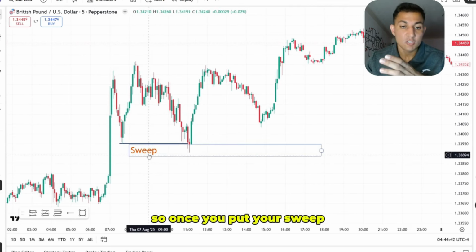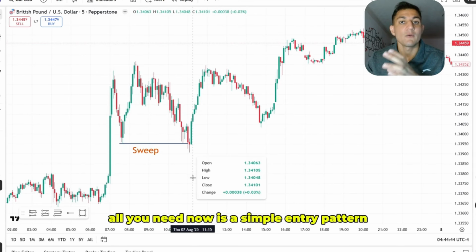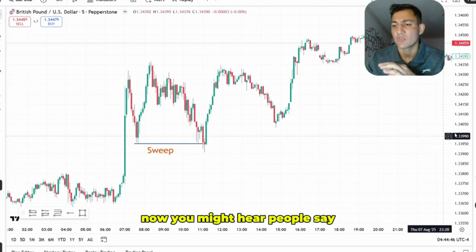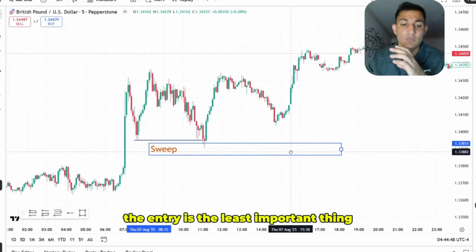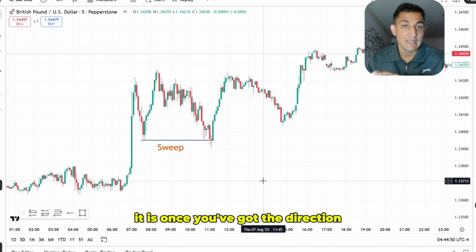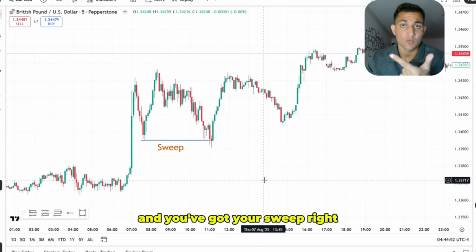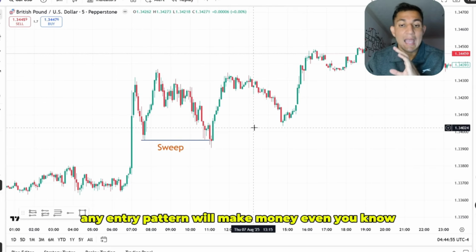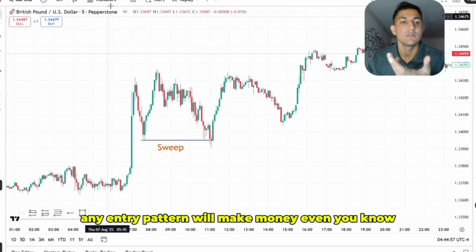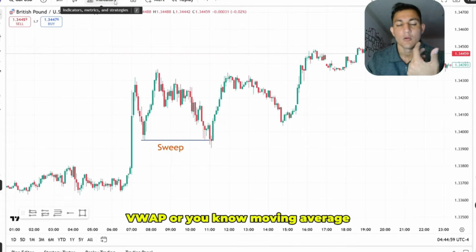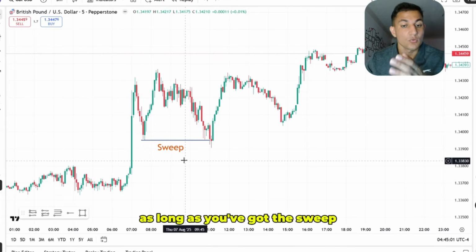So once you've got your sweep, all you need now is a simple entry pattern. Now you might hear people say, and I say this all the time, the entry is the least important thing. It is, once you've got the direction and you've got your sweep, right? At this point here, any entry pattern will make money, even, you know, VWAP or moving average, whatever indicator you like, as long as you've got the sweep.